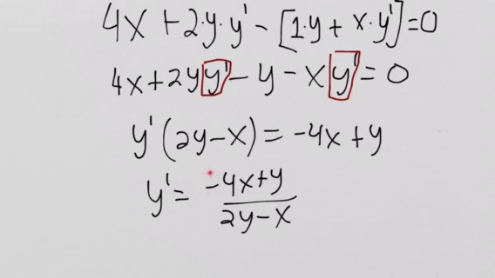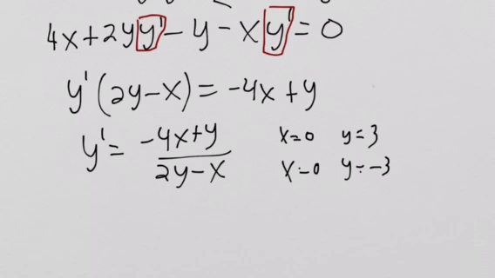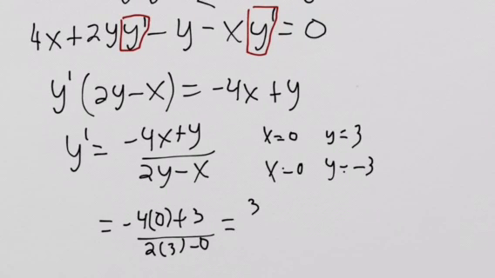So this determines my slope with my x and my y plugged in. So what I have is x equals 0, y equals 3, and x equals 0, y equals negative 3. Those are my 2 points. So if I plug in x equals 0, that's going to give me negative 4 times 0, plus 3 first, over 2 times 3 minus 0, which is 3 over 6, which is equal to 1/2. So my slope when x equals 0 and y equals 3 is going to be 1/2.